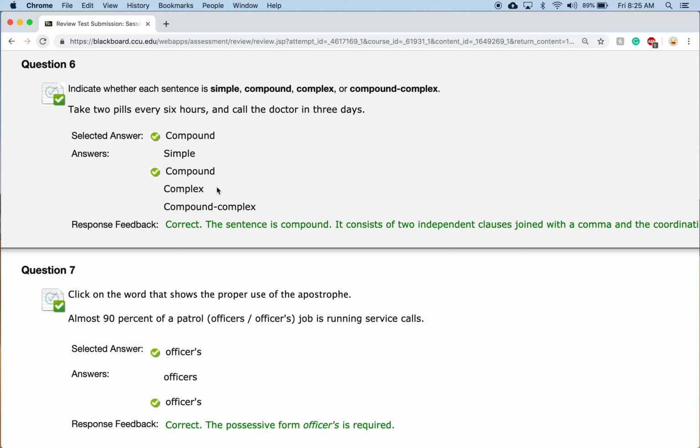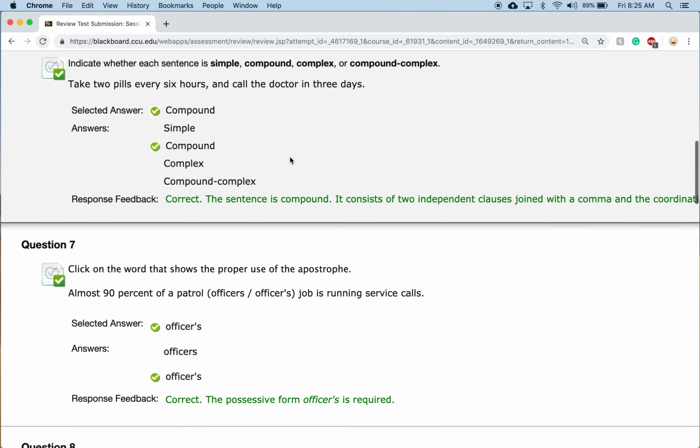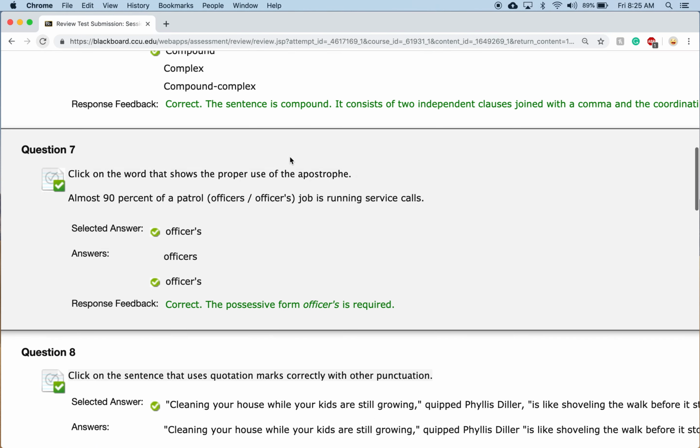Now, this is about simple, compound, complex sentences. Take 2 pills every 6 hours and call the doctor in 3 days. When you have 2 parts of your sentence with 1 comma, it's compound. If it was complex, it might have an intro phrase and then a semicolon in the middle. If it was compound complex. A simple sentence would just be take 2 pills every 6 hours, period. So that's just something you might have remembered from middle school, probably.